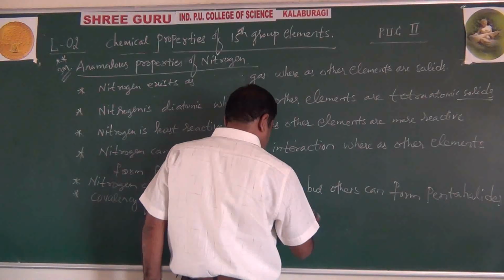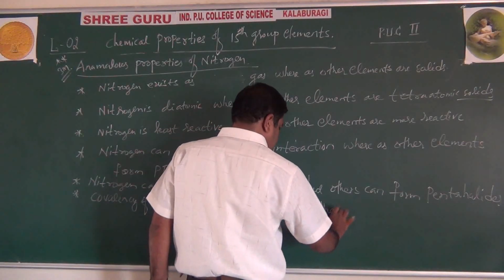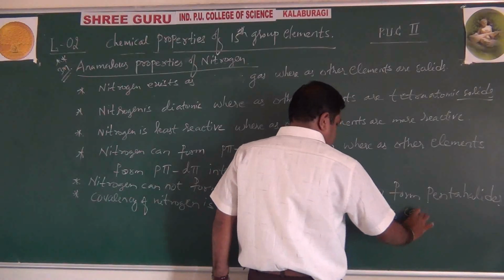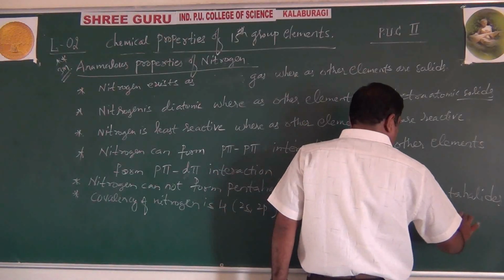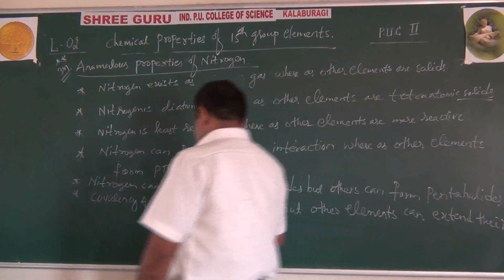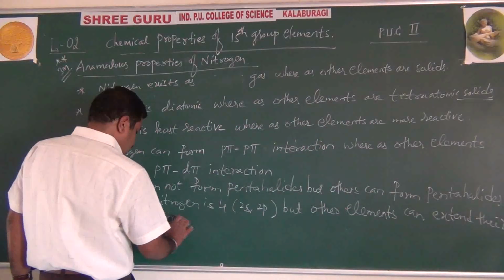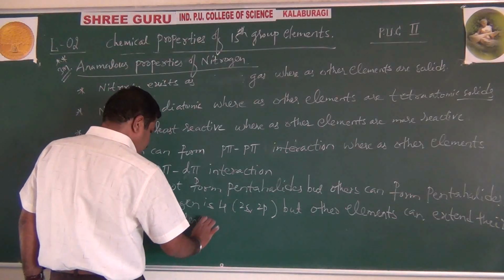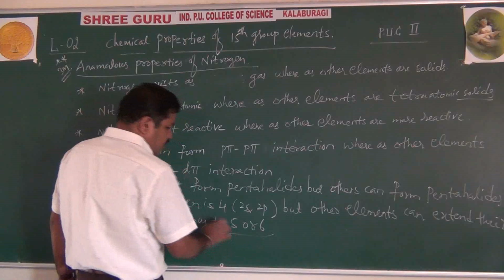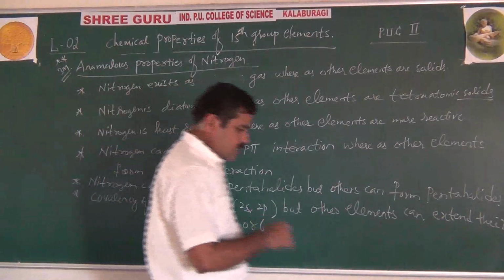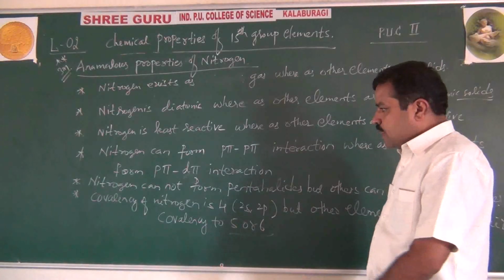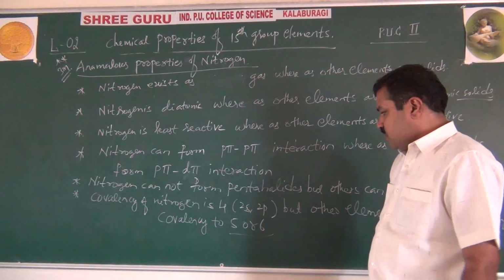But other elements can extend their covalency to 5 or 6. Why? Due to the presence of d orbitals. Here, d orbitals are absent in nitrogen. Okay, very important point to be noted.